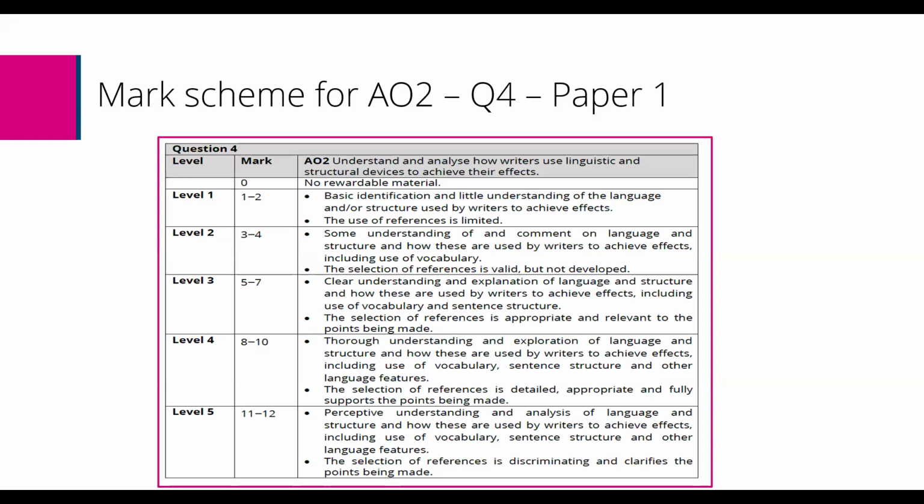So if we're looking at the first bullet point on this levels-based mark scheme, it's about the understanding of language and structure and what they do with that. So if we move our way up through this levels-based mark scheme, in level 1, we're talking about basic, in level 2, some, in level 3, clear, in level 4, thorough. It's about the understanding and exploration of the language and structure techniques. And in level 5, perceptive.